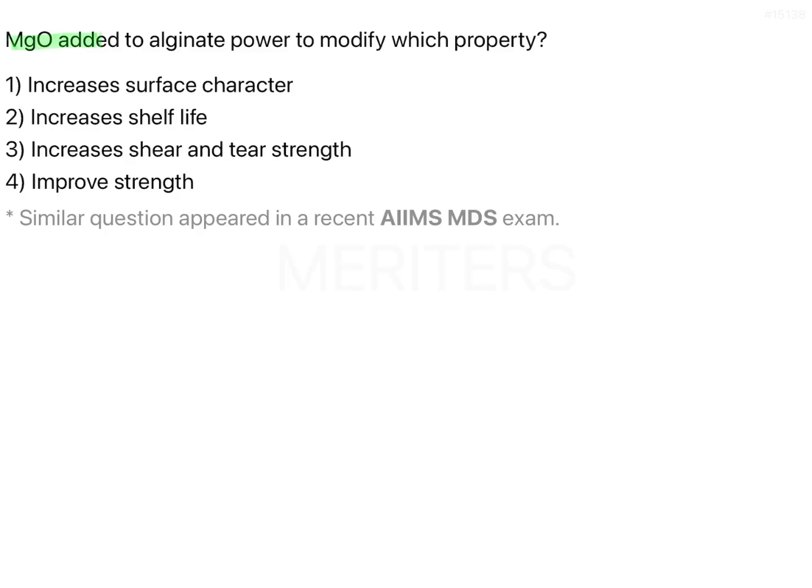Magnesium oxide is added to alginate powder to modify which property? The options are increased surface character, increased shelf life, increased shear and tear strength, and improved strength. So if you look at the options here, the last two options are quite similar regarding the strength of the material. The first option is about surface character and second about shelf life.